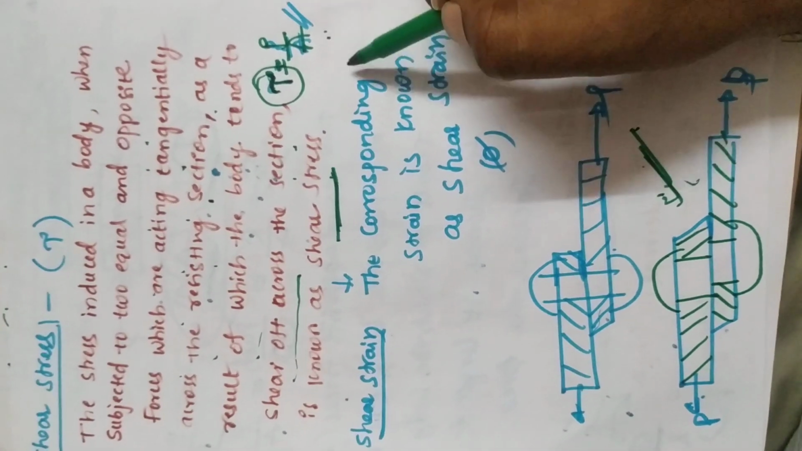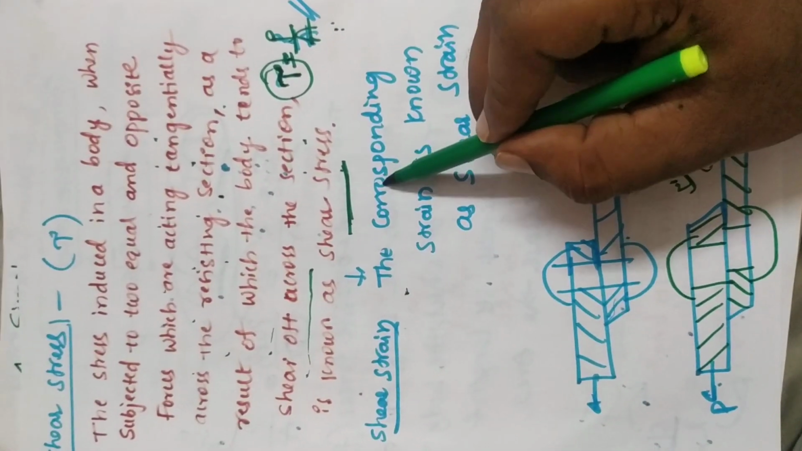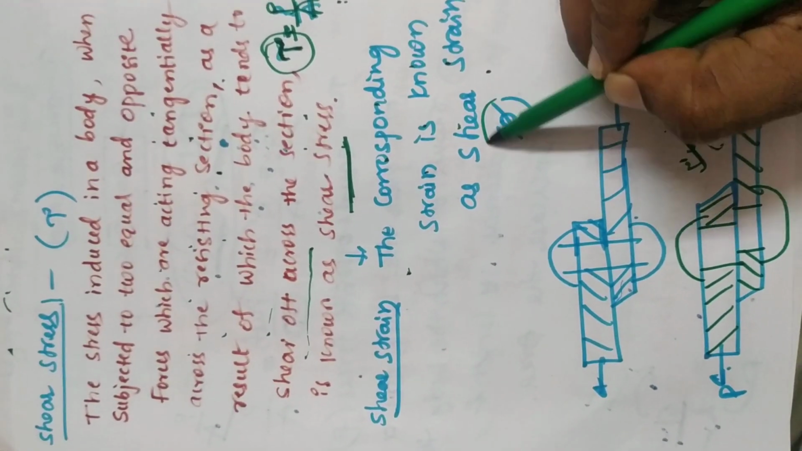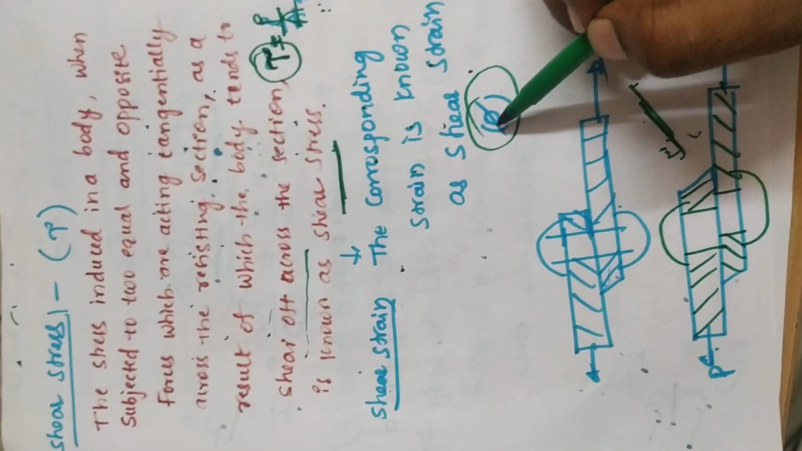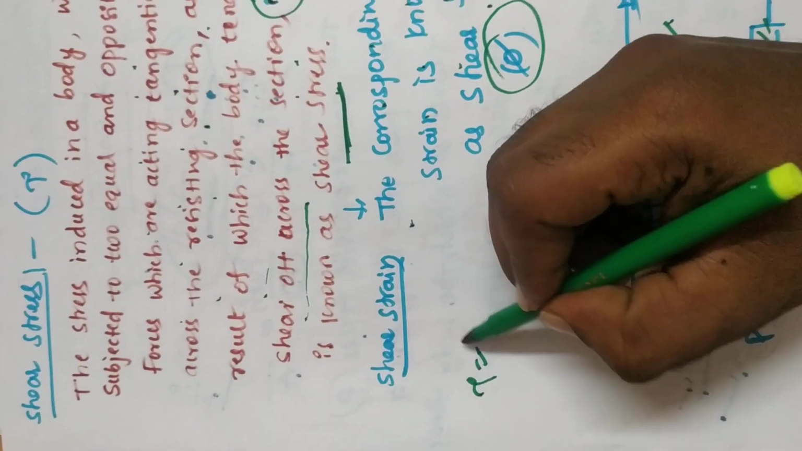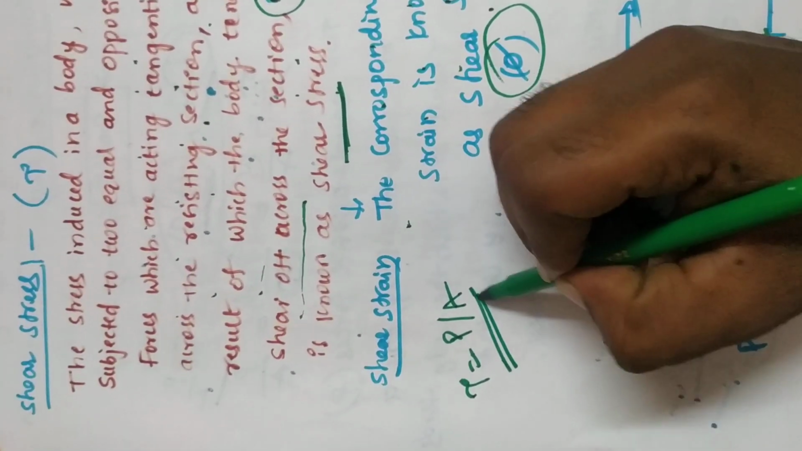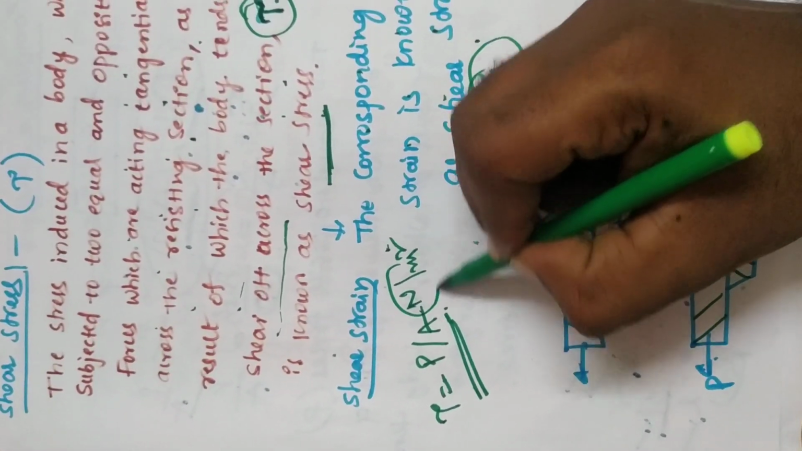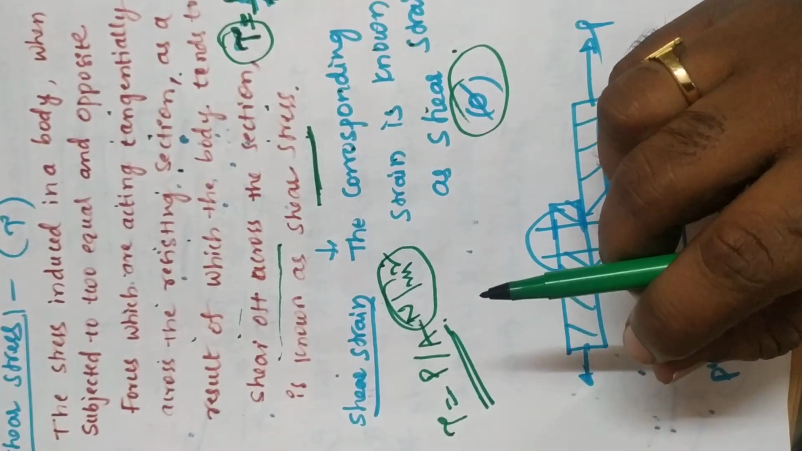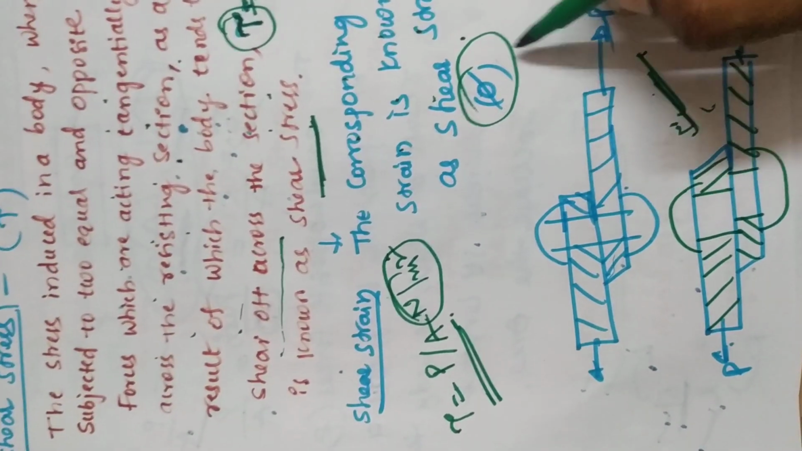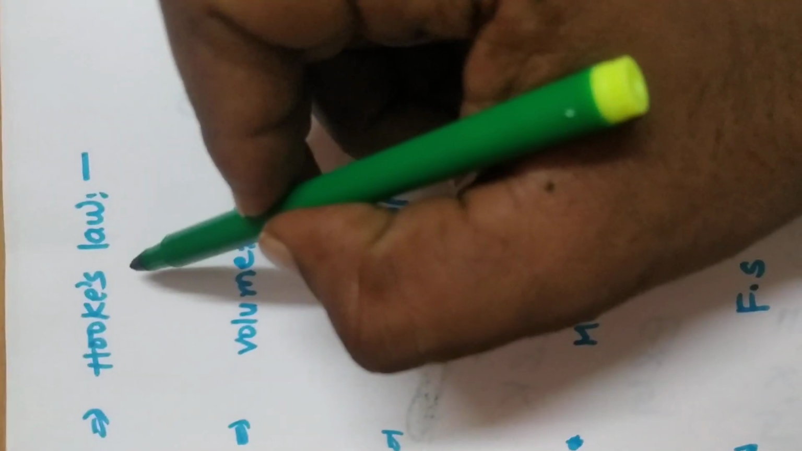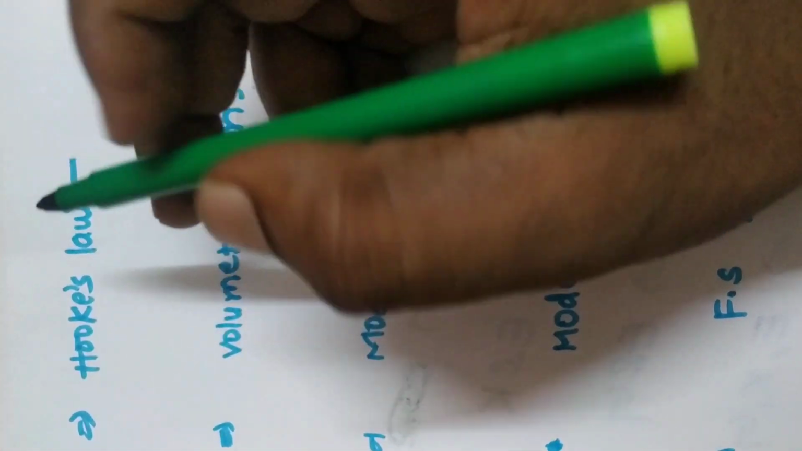The next one is shear strain. The corresponding strain is known as shear strain. This is the symbol of shear strain. Then shear stress, tau, equals P by J. The units are Newton per meter square, or Newton per mm square, or Newton per centimeter square. So types of stresses and types of strains is over.